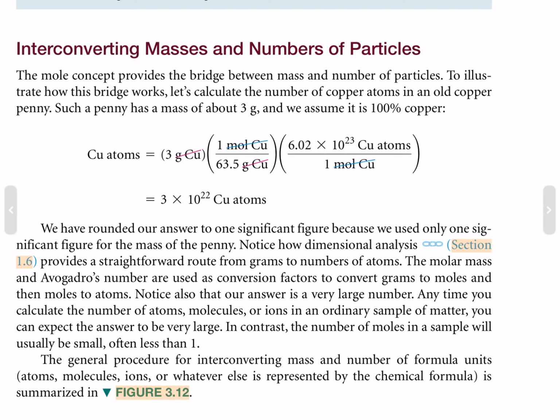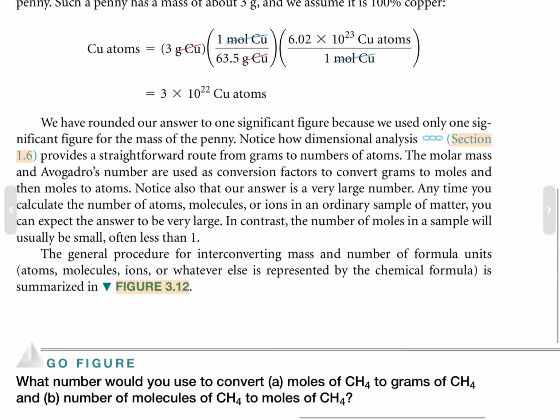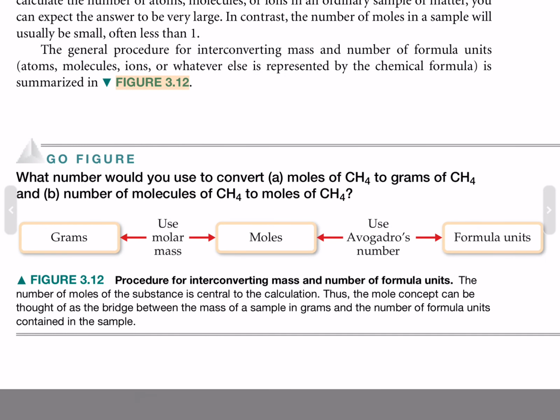In contrast, the number of moles in a sample will be small, often less than 1. The general procedure for interconverting mass and number of formula units, atoms, molecules, ions, or whatever else is represented by the chemical formula, is summarized in Figure 3.12. Figure 3.12. Procedure for interconverting mass and number of formula units. The number of moles of the substance is central to the calculation. Thus, the mole concept can be thought of as the bridge between the mass of the sample in grams and the number of formula units contained in the sample.